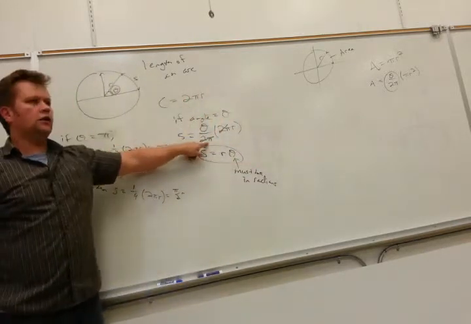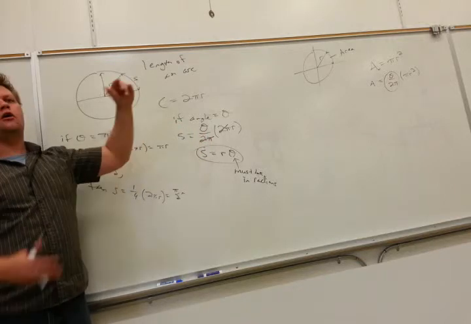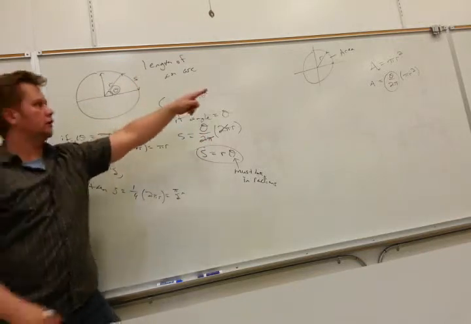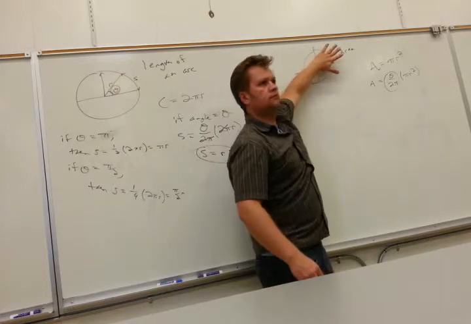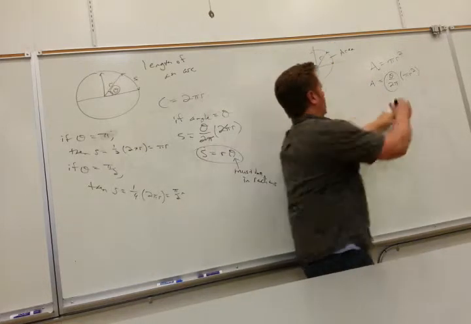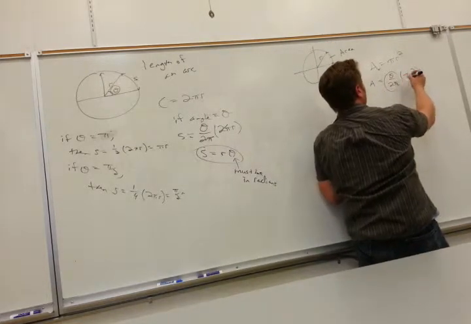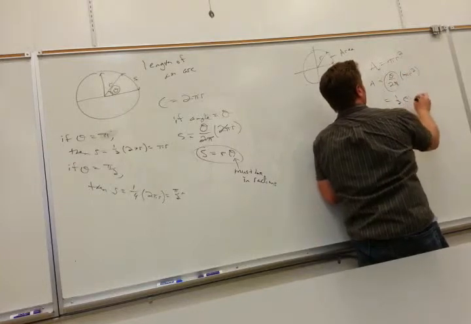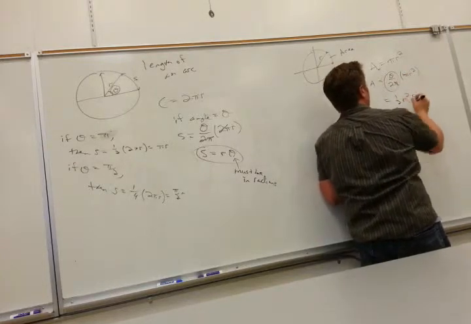Same kind of thing we used here. That represented the fractional part of the circle that we've gone around. Here, this is the fractional part of the circle that I'm covering to get the area. And what do you get when you do this? You get 1/2 r squared theta.